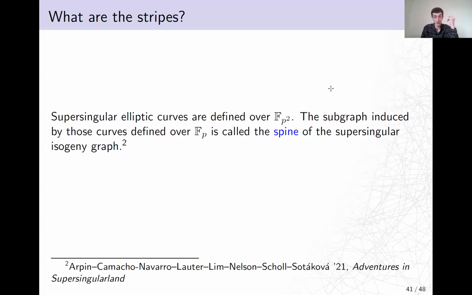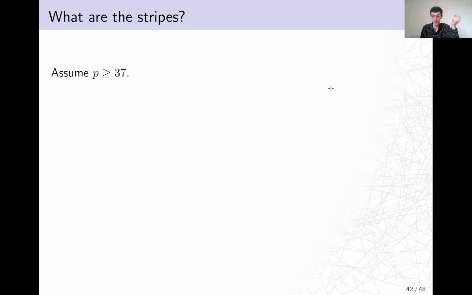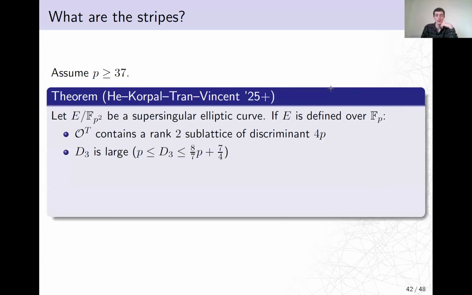Now, there's this very nice result by He, Kopal, Tran, and Vincent that came out very recently that says that you can determine whether an elliptic curve is defined over F_p from its successive minimum.